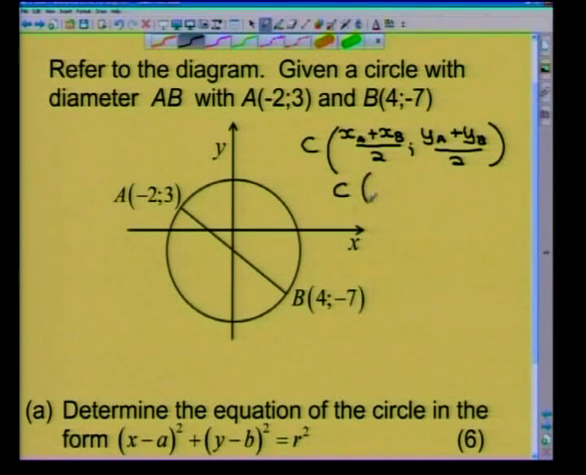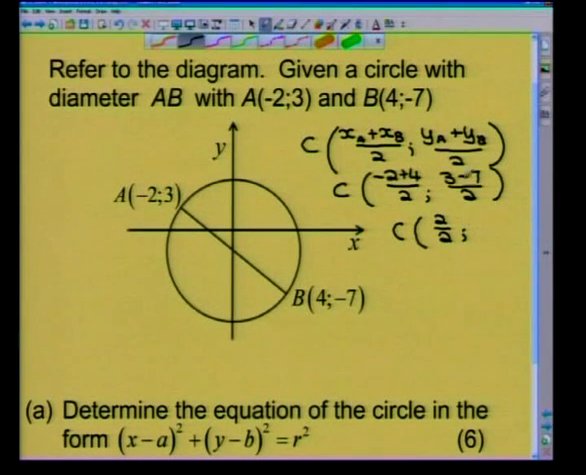So C's coordinate would be minus 2 plus 4, divided by 2, and 3 minus 7, divided by 2. That would give me 2 over 2, and minus 4 over 2, which means C's coordinate would be 1, negative 2. So we now know that this is going to be about here, coordinate 1, negative 2.